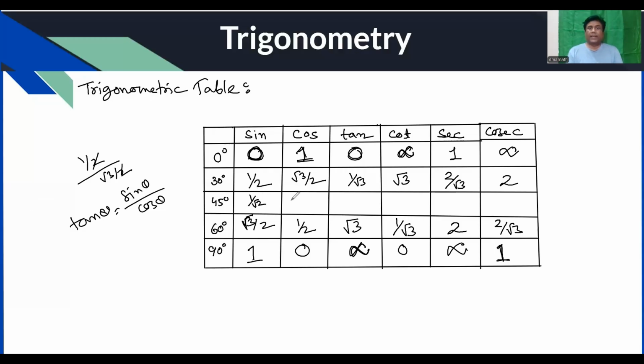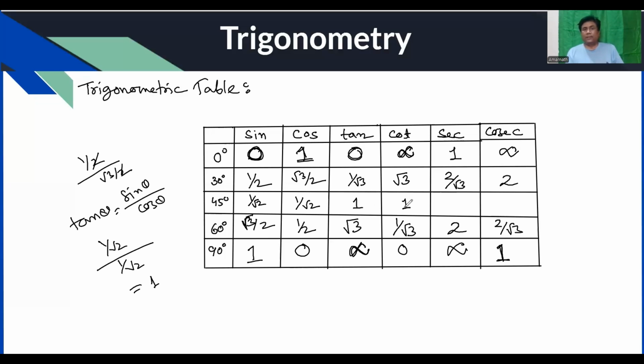1 upon root 2. Here also you write 1 upon root 2. These two values you need to learn. So sine 45 is 1 by root 2, cos 45 is also 1 by root 2. But tan 45 will automatically be 1, because 1 by root 2 divided by 1 by root 2 will be 1 only, same value.